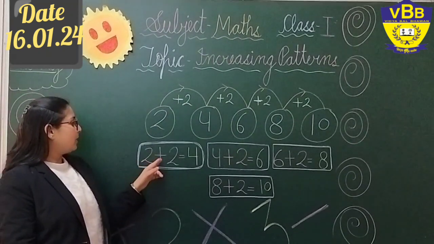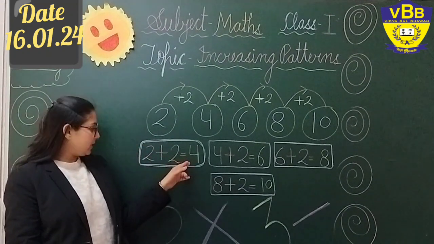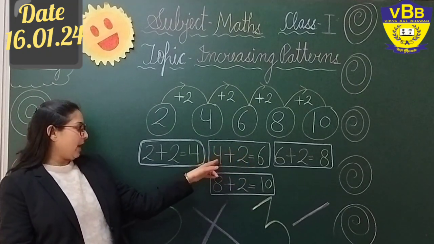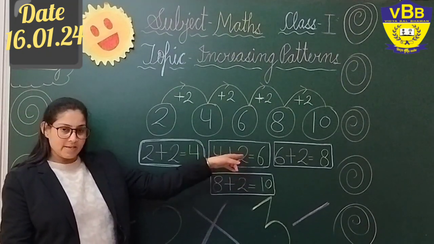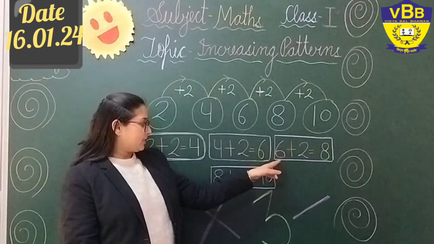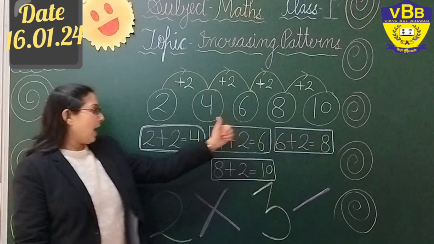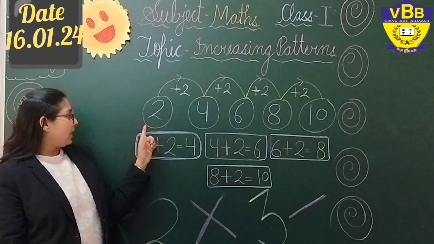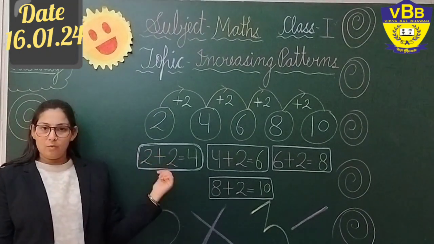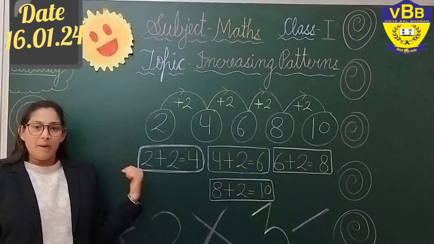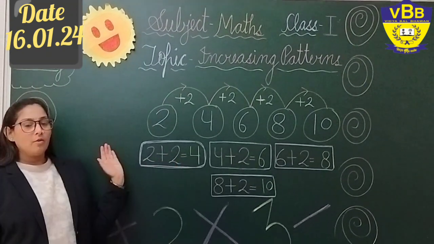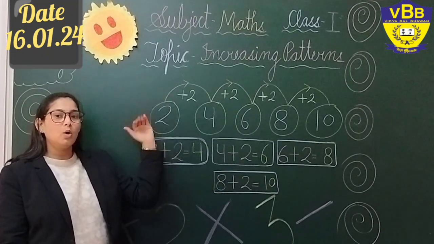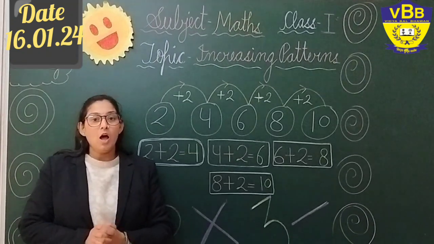2 plus 2 is 4. When we add 2 to 4 it will be 6. And when we add 2 to 6 it will be 8. And when we add 2 to 8 it will be 10. Every time we add 2 to each number and we get a pattern of increasing numbers. This is the rule of adding 2 to get an increasing pattern.